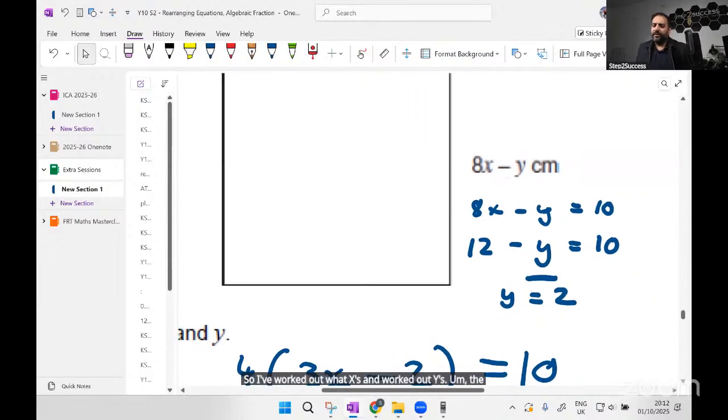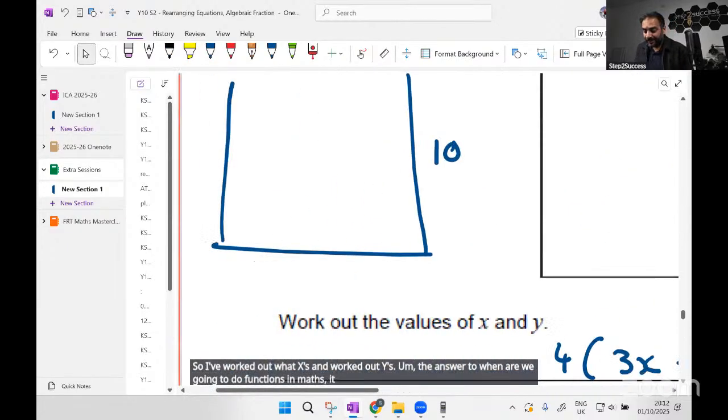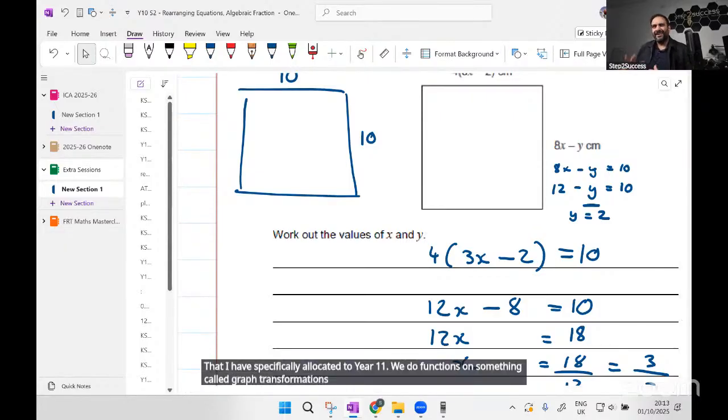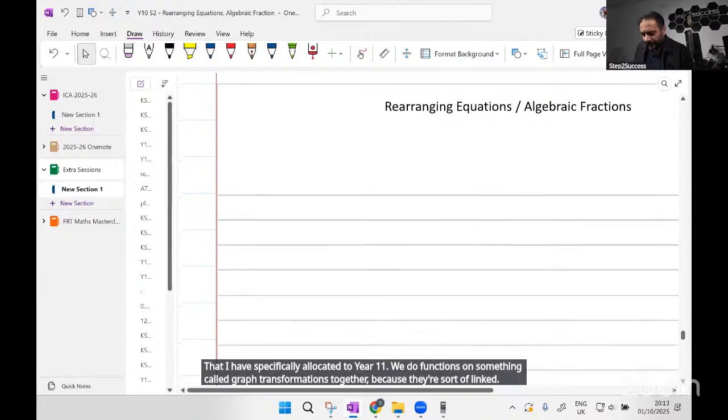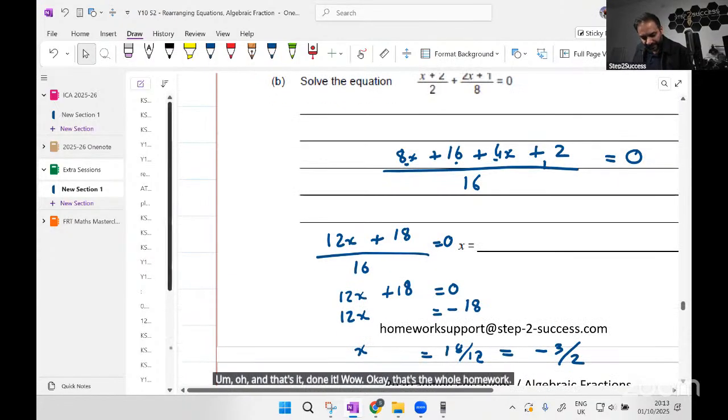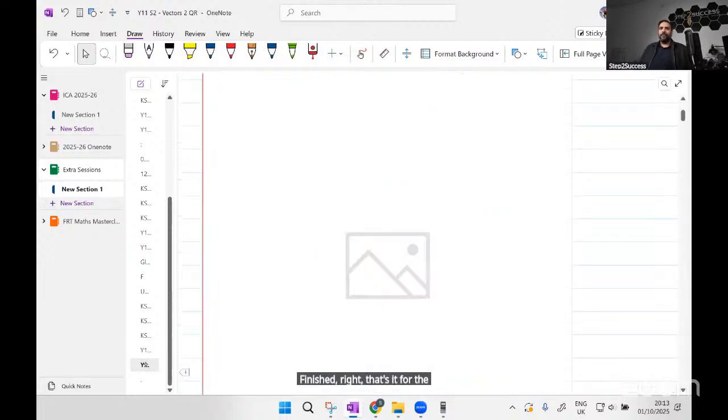The answer to when are we going to do functions in maths: it is one of the topics this year. I'll have to just check the timetable, but it is one of the math topics that I have specifically allocated to year 11. We do functions and something called graph transformations together because they're sort of linked. Oh, and that's it. Done it. Wow. Okay, that's the whole homework. Finished. Right, that's it for the year 10 homework.